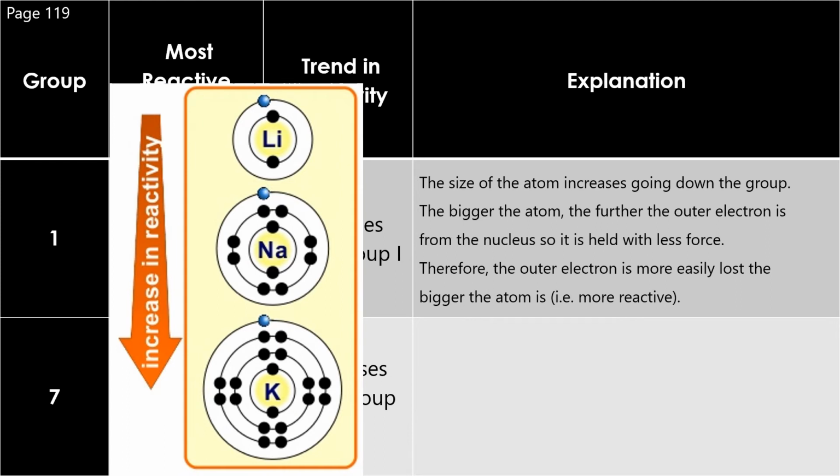Now look at how far that outer electron, which is coloured blue here, is from the nucleus. Hopefully you should notice that in lithium, it's much closer than as you go down the group to potassium. So as we go down group 1, the atoms get bigger. And that means that little outer electron, which is all alone, is further away from the nucleus each time.